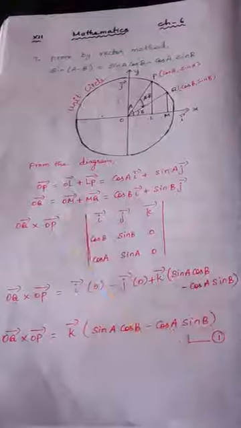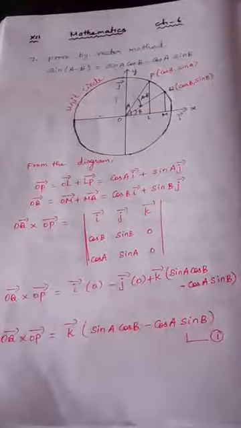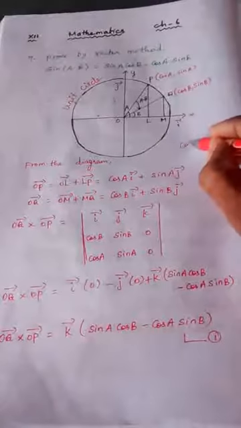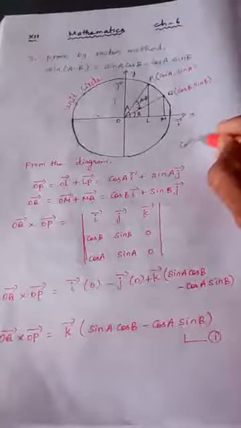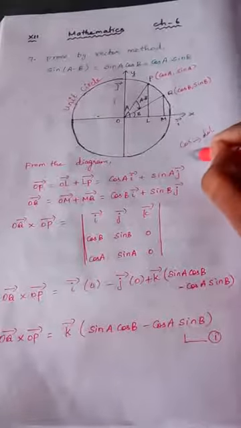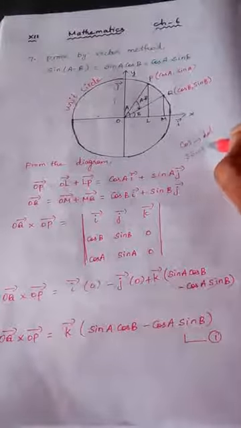If you see the previous sum for cos, the cos will be dealt with the dot product. You should keep this in your mind. Whenever the problem is given in cos, we should solve the problem using dot product. If sin is given, we should use cross product.